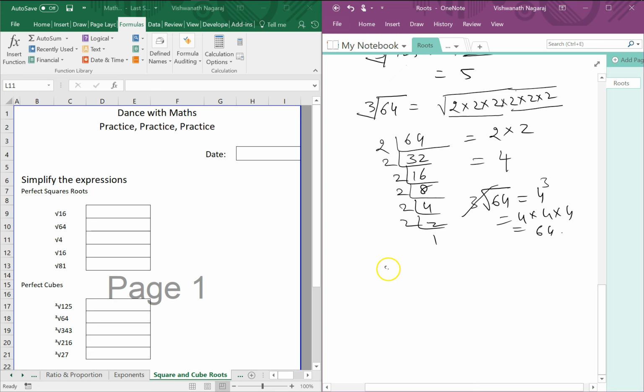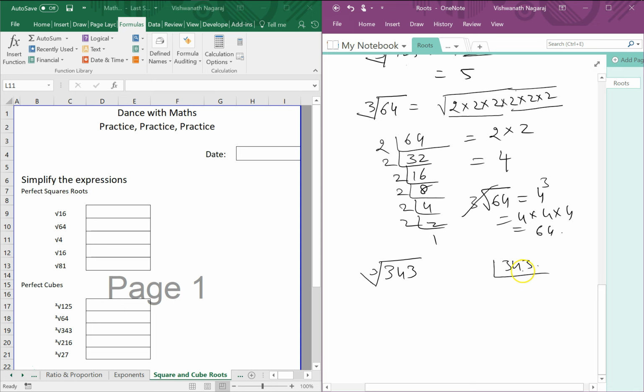Okay, same way 343. Cube root of 343 we have to find. Start dividing. Does it divide by 2, 3, 4, 5, 6? 6 5s are 30. 43. 6 7s are 42. No.